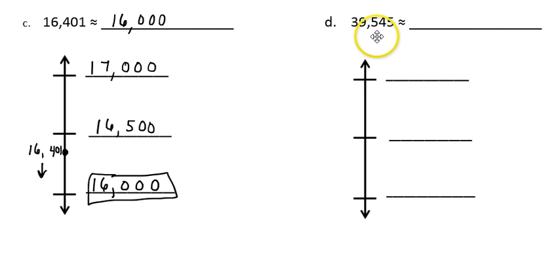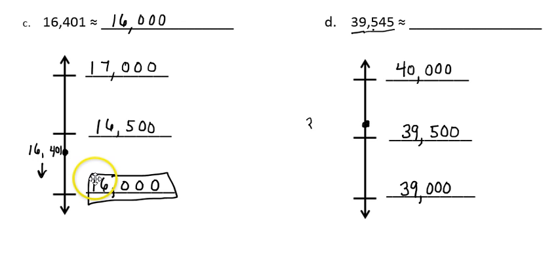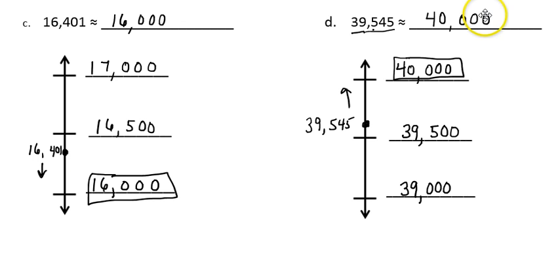Next I have 39,545. That means my smallest answer choice would be 39,000. If I go up one more 1,000 from 39,000, that gives me 40,000. The midpoint between 39,000 and 40,000 is 39,500. Now let's plot our number. 39,545 would be just a little bit past the midpoint. Since my number is past the midpoint, it would round up, and the answer would be 40,000. 39,545 would round to 40,000 when we round it to the nearest 1,000.